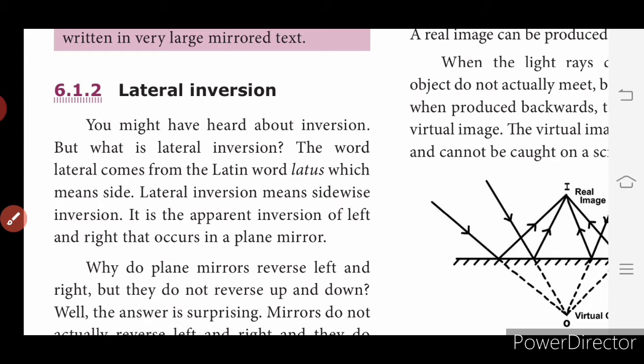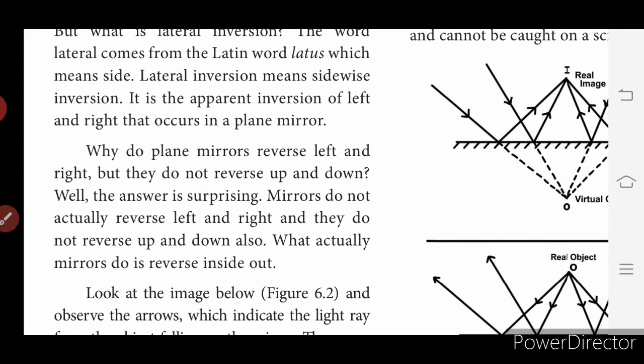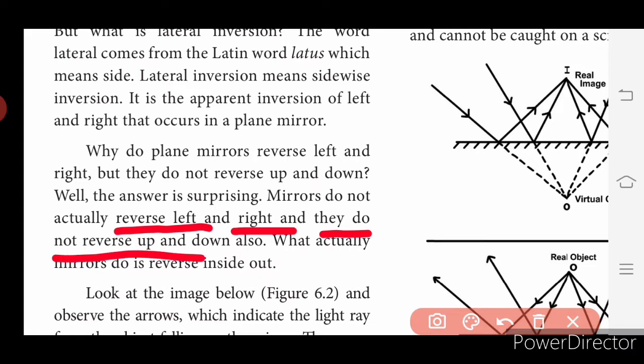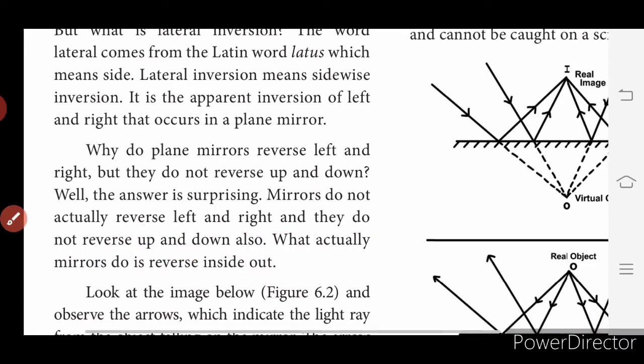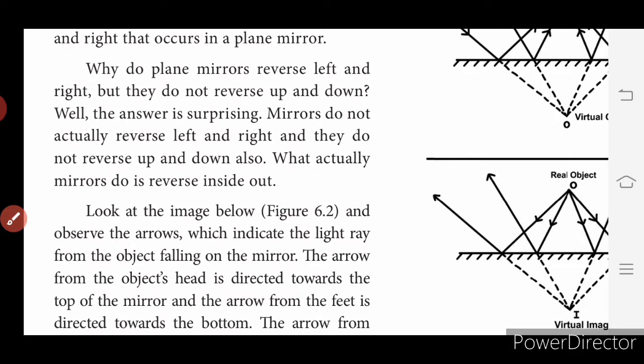So why do plane mirrors reverse left and right but they do not reverse up and down? Well, the answer is surprising. Mirrors do not actually reverse left and right, and they do not reverse up and down either. So what actually is happening? Look at the image below, figure 6.2. You have the lateral inversion image there.